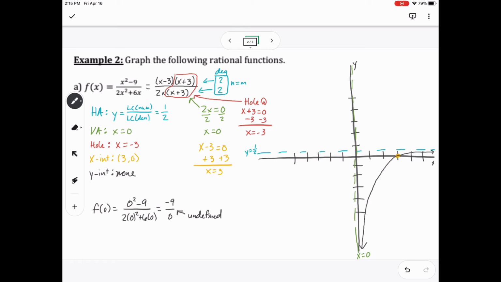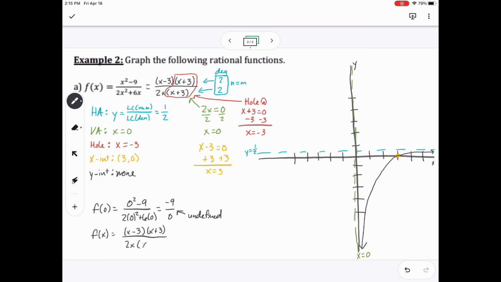Now, this is where our hole comes in. At -3, I should have something at that point. It's going to be a point of discontinuity. If you leave the x plus 3's in your function and plug in -3, you're going to get 0 in the denominator, so you're going to get undefined. So you're not going to find anything.